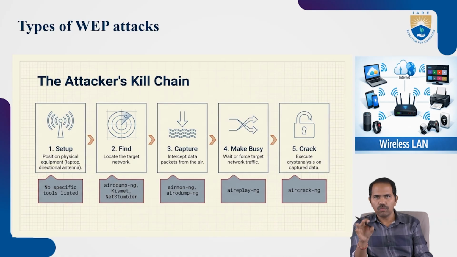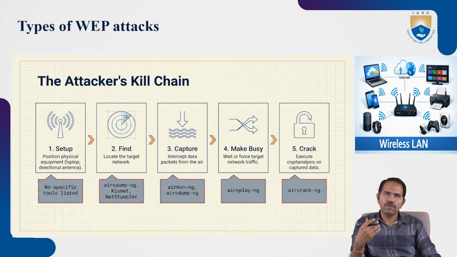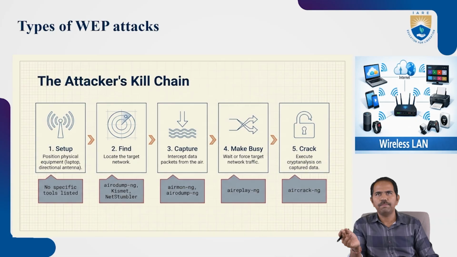Third one is capture. Once the target network is identified, the third stage is capture: intercept data packets from the air. Within the air, the data has to be captured. Then make busy: the communication line has to be busy. Wait for or force target network traffic, that is, forcibly create unwanted traffic.